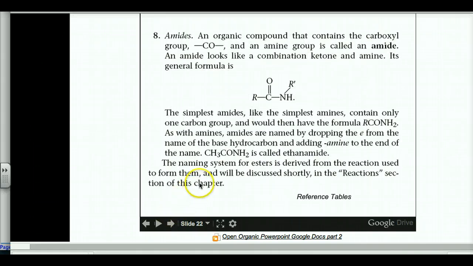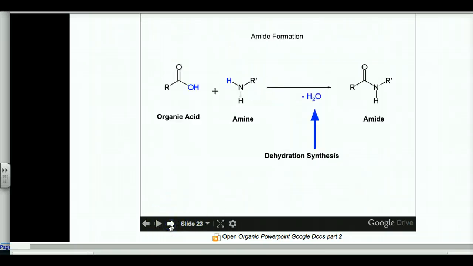Okay, amides are a little different. Amides are an N attached to a carbon with a double bond, as Table R shows us. And again, here's an example of amide formation. You take an organic acid, notice this is a carbon, the COOH group, plus an amine. The water comes out, and you make an amide. So an amide has that amine, the N bonded to stuff, attached to a carbon with a double bond.